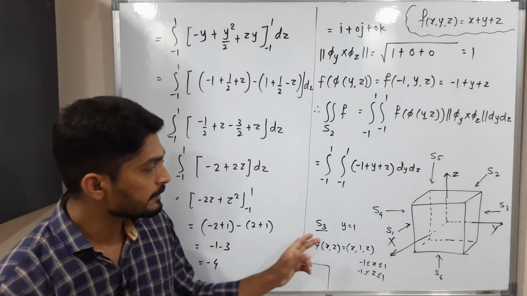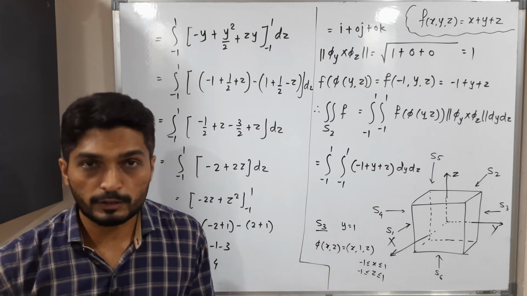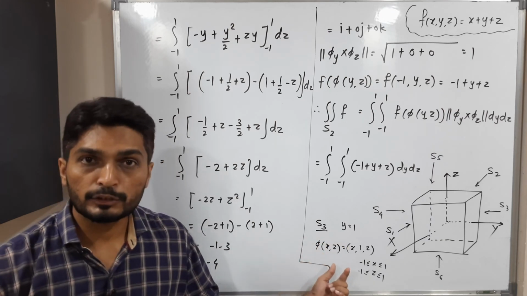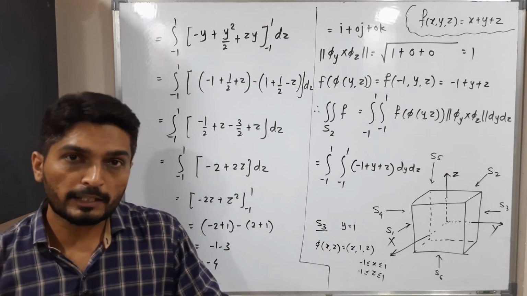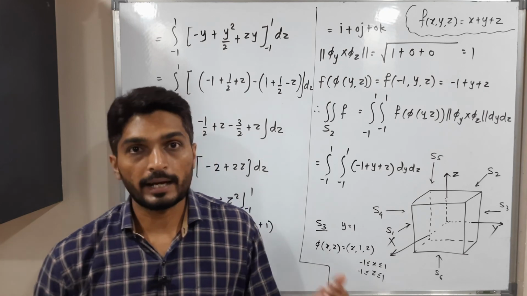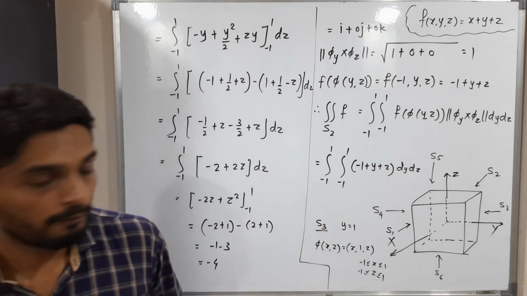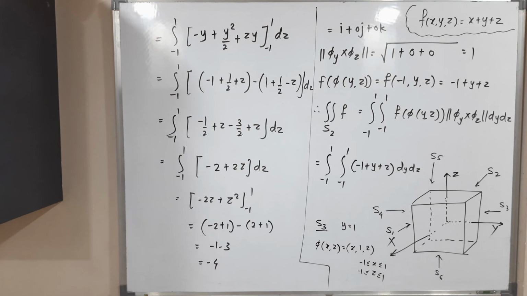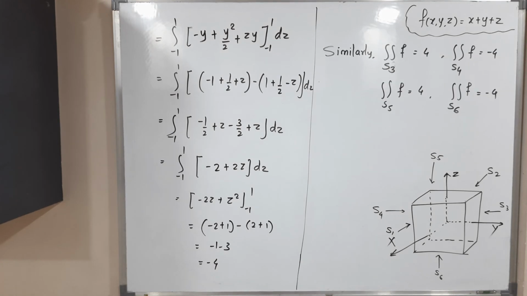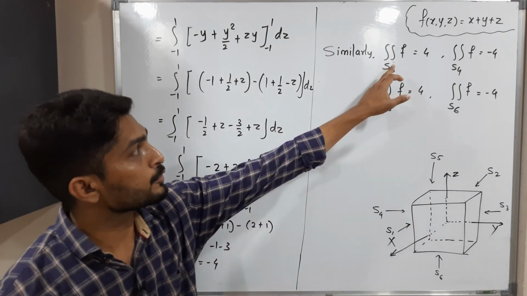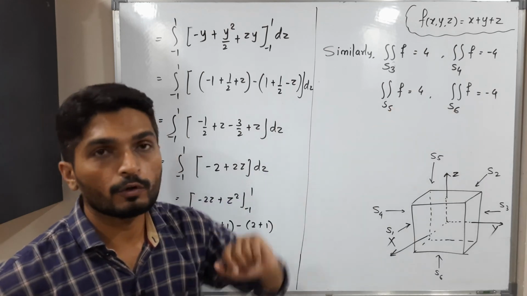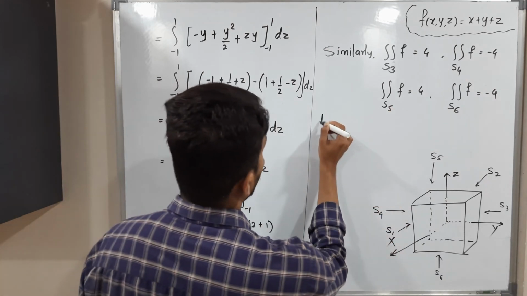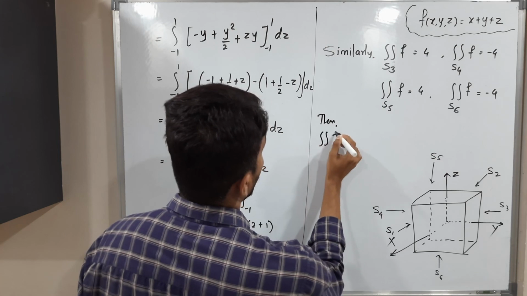For S4, the equation is y is equal to minus 1. So the same parameterization will work. Simply, we have to replace this 1 by minus 1. Similarly, you have to do for S5 and S6. Here I am going to write the values directly. Make a screenshot of it first, then I will go further. So I have written the values directly. The values of the double integration of f over S3 is 4, on S4 minus 4, on S5 4 and on S6 minus 4.